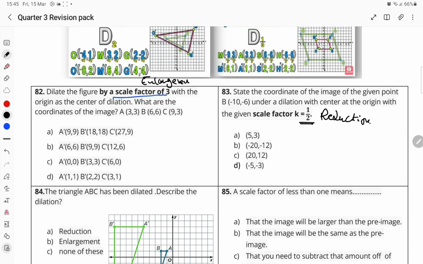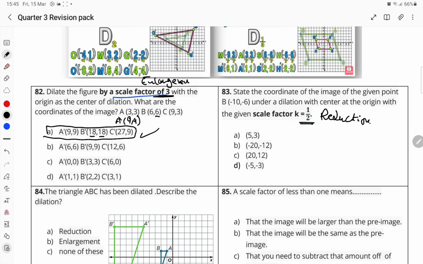Very good. So for (3, 3), (6, 6), (9, 9): when you make the scale factor 3, you multiply everything by 3, so A prime is 3 times 3, 9, 9. Where is (9, 9) here? Yes, here. So the answer is A. If I want to make sure, 6 multiplied by 3 is 18, and 6 multiplied by 3 is 18 also.